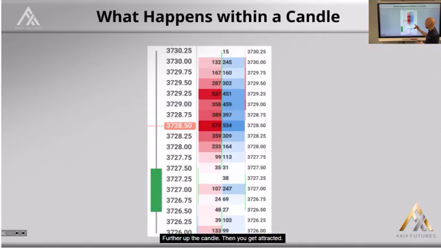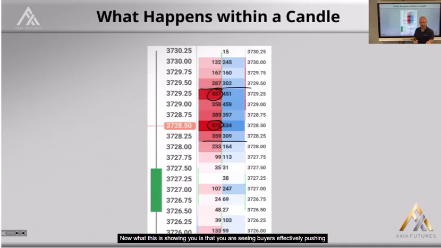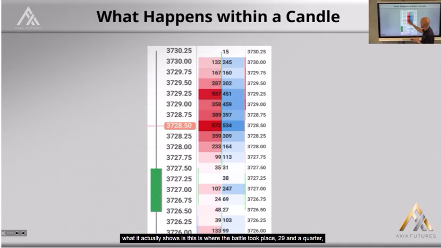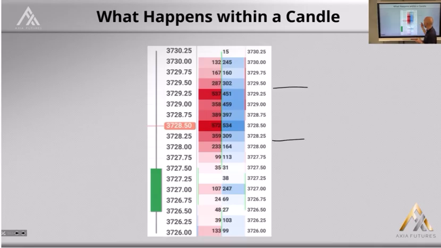Further up the candle then, you see where all the action has really taken place, roughly between 28 and a quarter and 29 and a quarter. That's where all the action has taken place. You've got quite a lot more of the dark red up here, a couple of 500s up here. Now what this is showing you is that you're seeing buyers effectively pushing their bids up and getting hit. So what it effectively shows is this is where the battle took place, 29 and a quarter to 28 and 3/4.